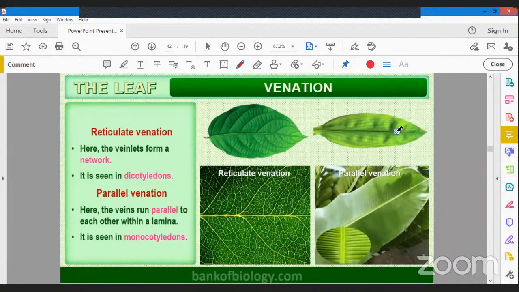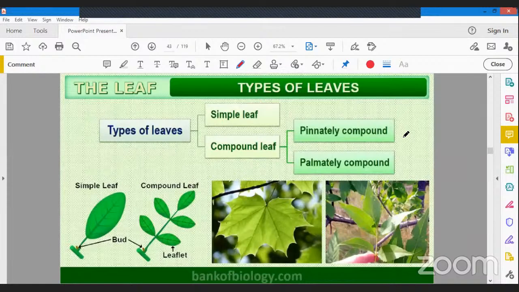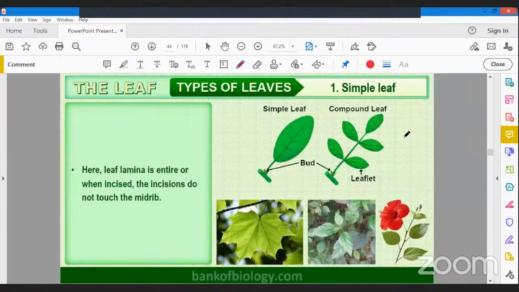Done. So we go to the next part. Types of leaves. We have two major types of leaves. One is simple leaf and the other one is compound leaf. So what is a simple leaf? Simple leaves are those where the lamina is entire. Look, here the full lamina is together. Entire lamina. Even when incised, the incision does not touch the midrib. So somewhere in the middle a small incision may come, but they don't touch the midrib.